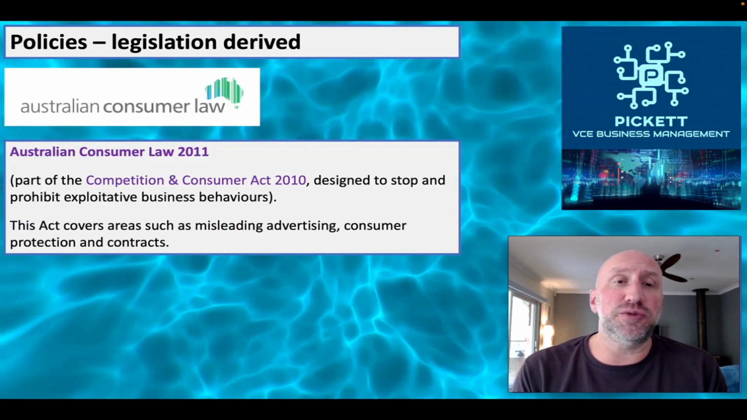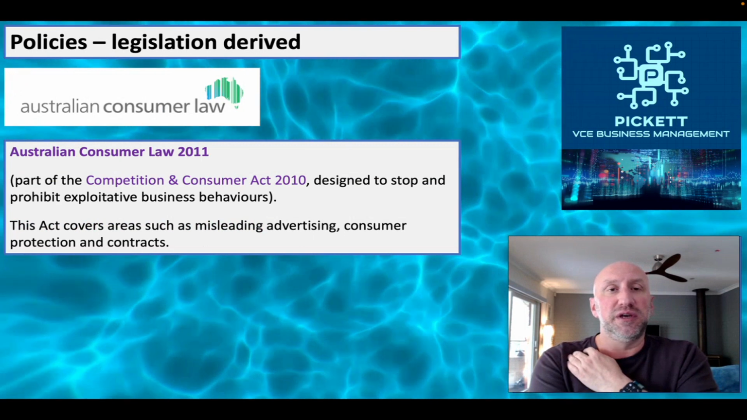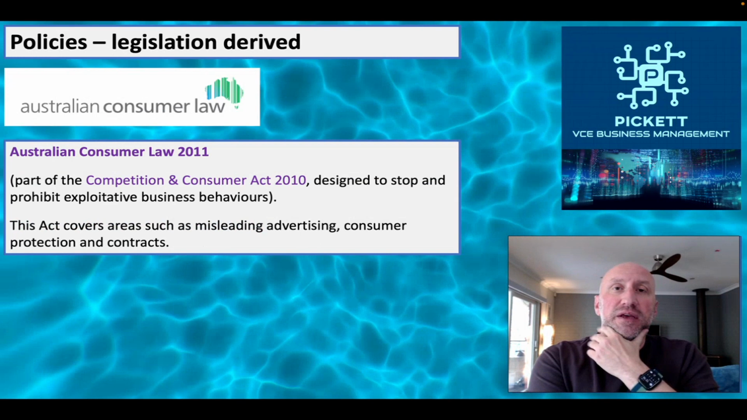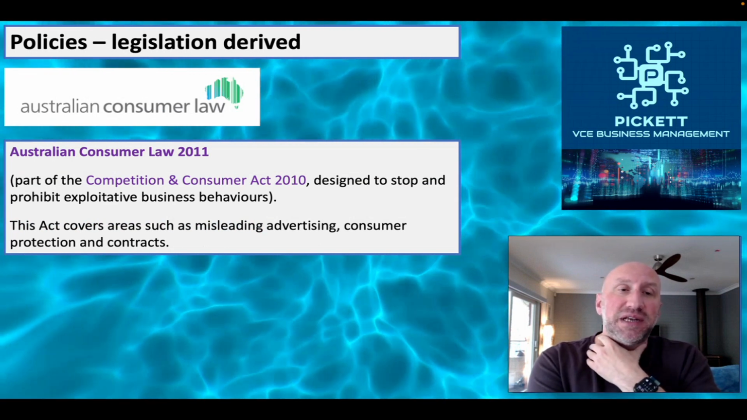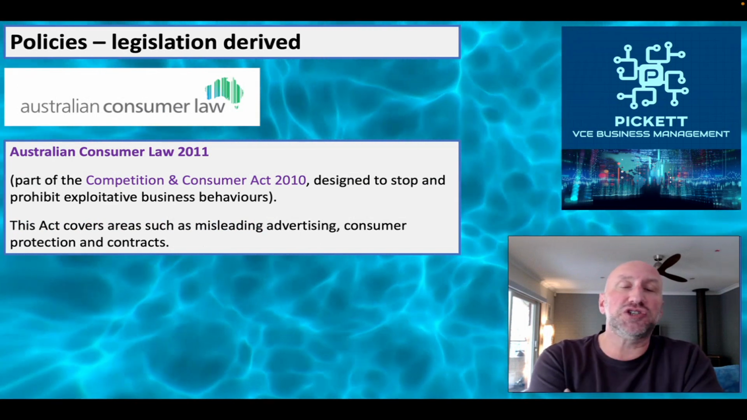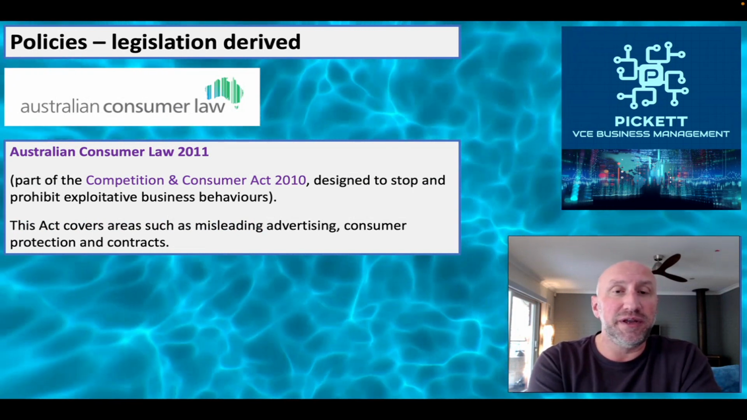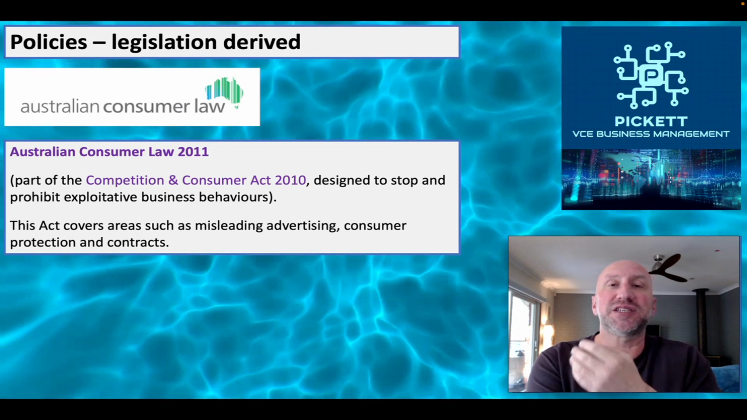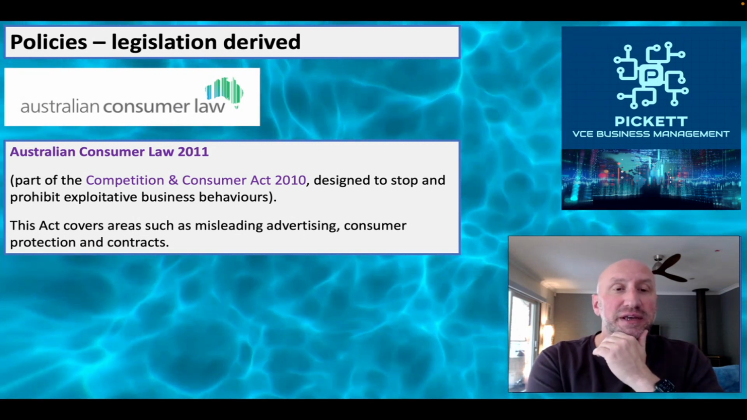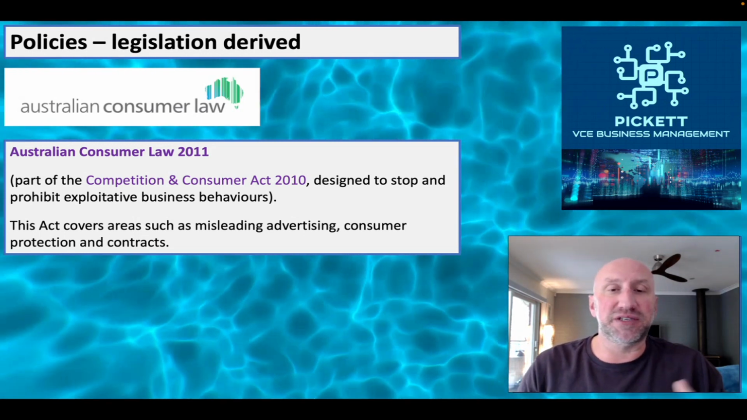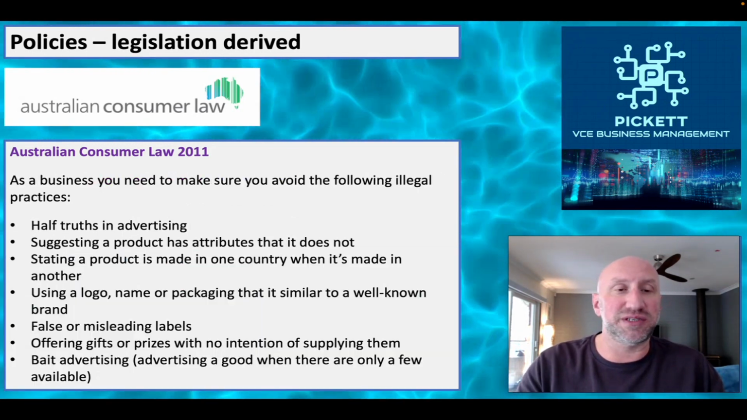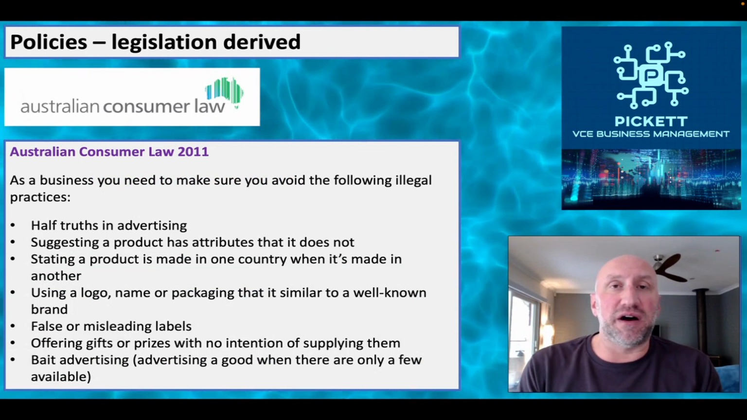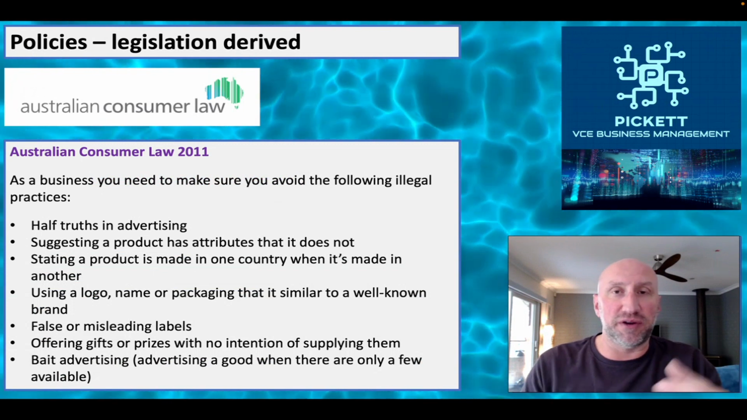Australian consumer law, this is one of my favourites, and I've talked to some of you in class about this. In Australia, we're quite lucky to have this piece of legislation. Australian Consumer Law, ACL 2011. And the idea here is this is designed to stop and prohibit exploitative business behaviours. It covers areas such as misleading advertising, consumer protection, contracts, that sort of stuff. And it actually stipulates a whole bunch of stuff that as the business operator, you must adhere to.